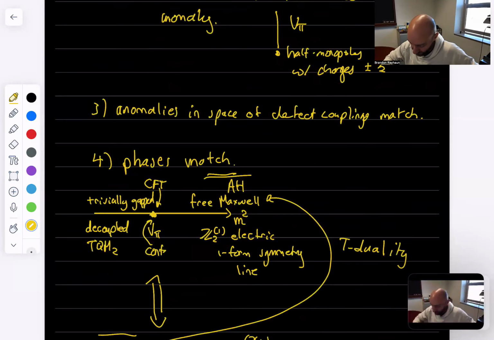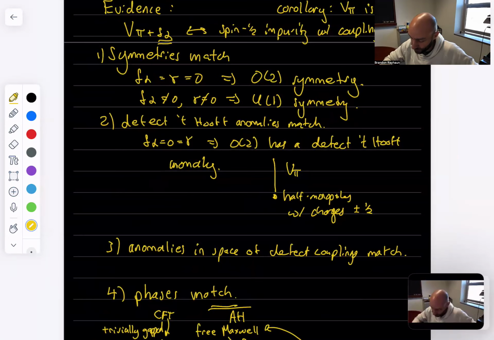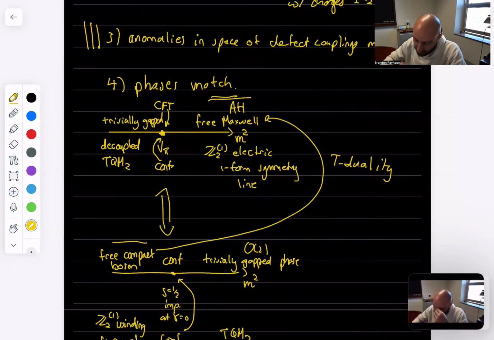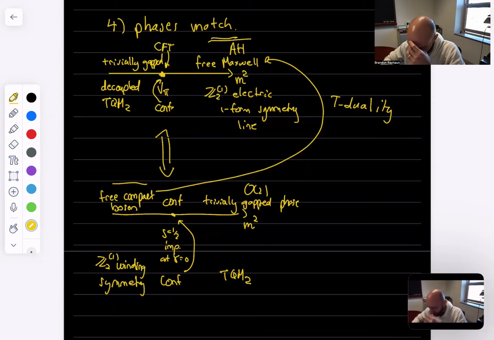And so these are the common things that people check in order to check a duality. They check the symmetries match, they check the anomalies match. Here, the interesting point is that we were able to match this kind of interesting new kind of anomaly. It's an anomaly in the space of defect couplings. And then they also checked that the phases match. The phase diagrams match on both sides.